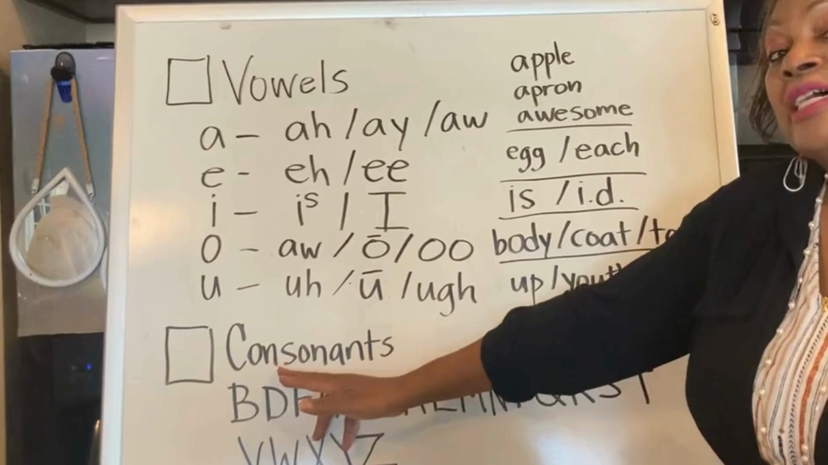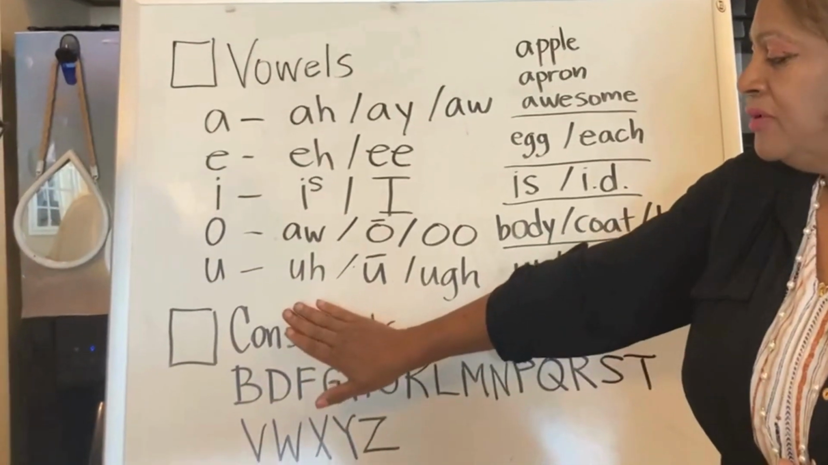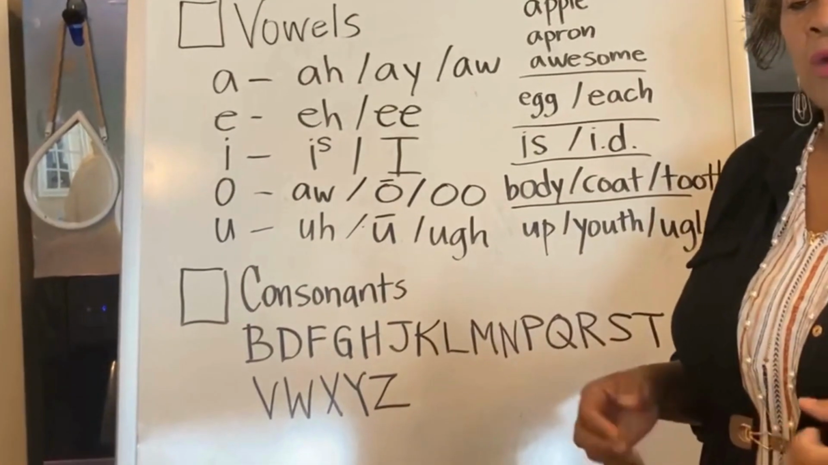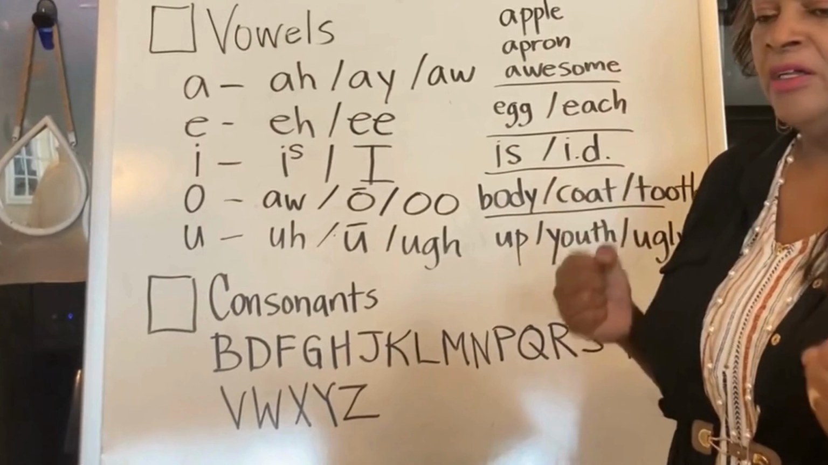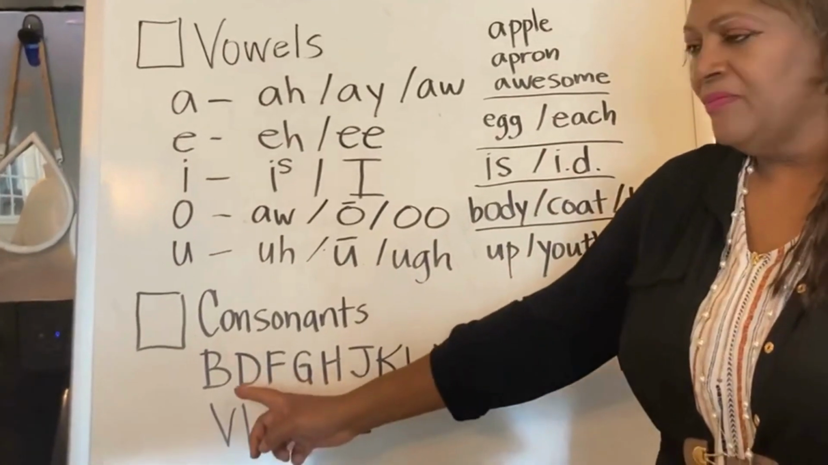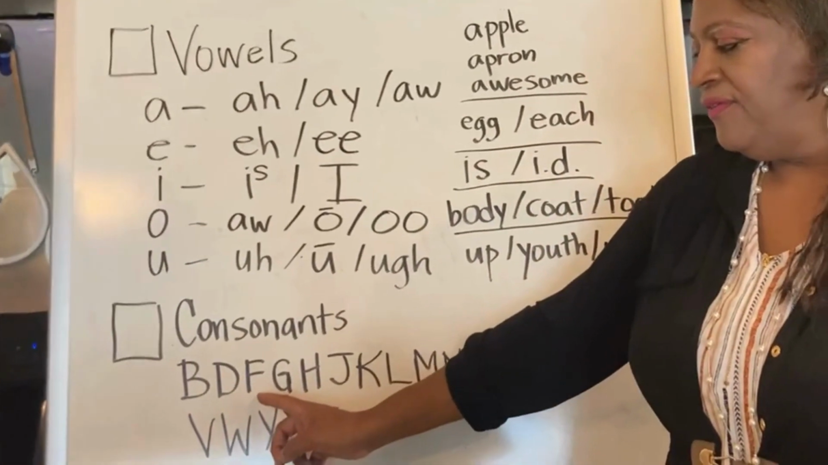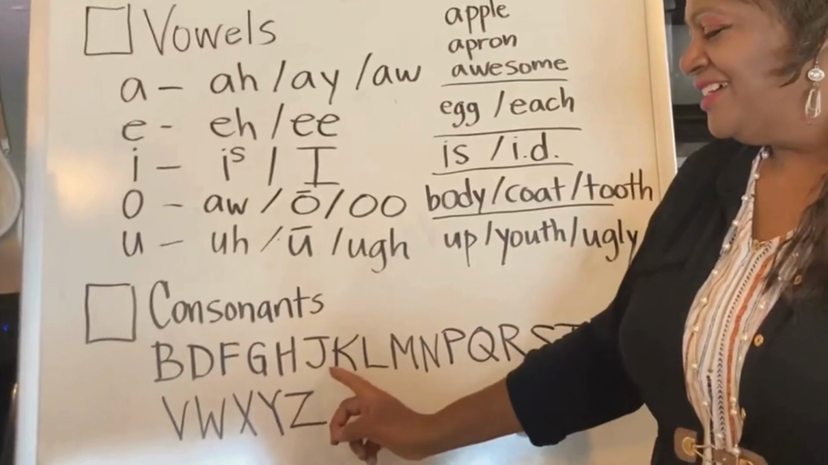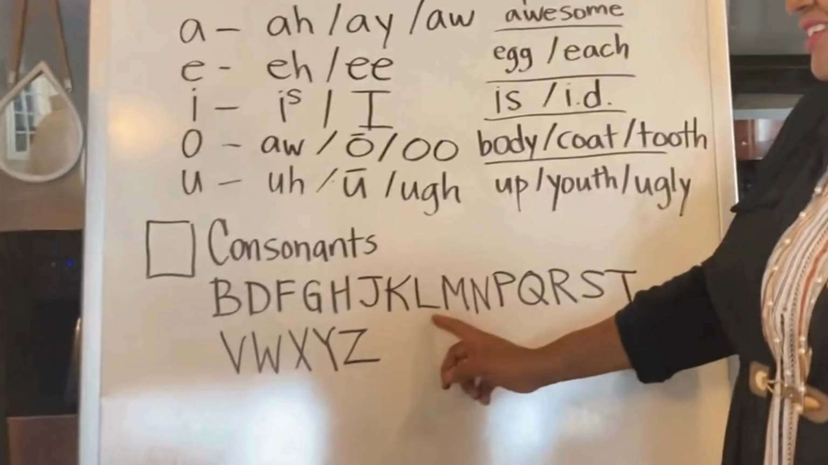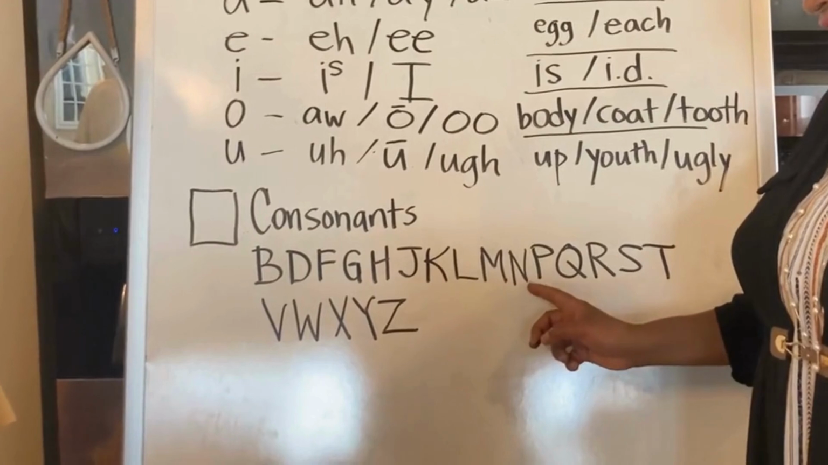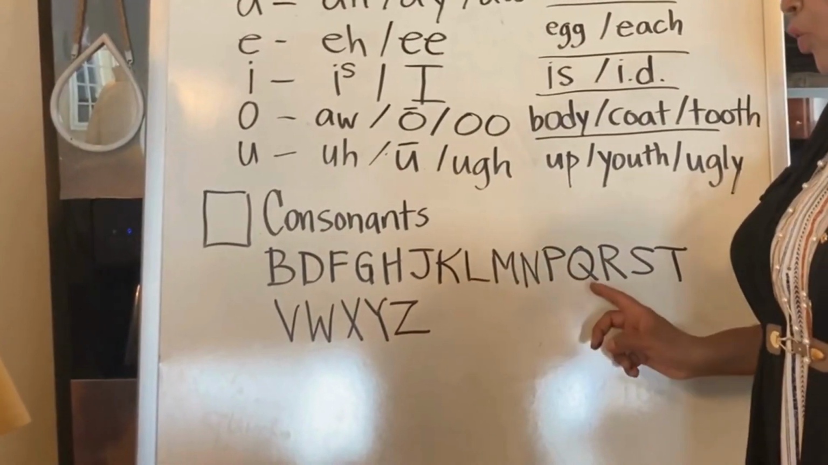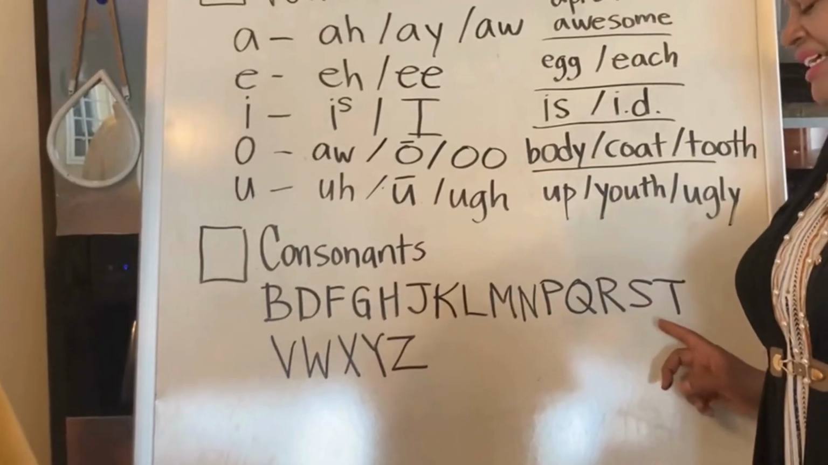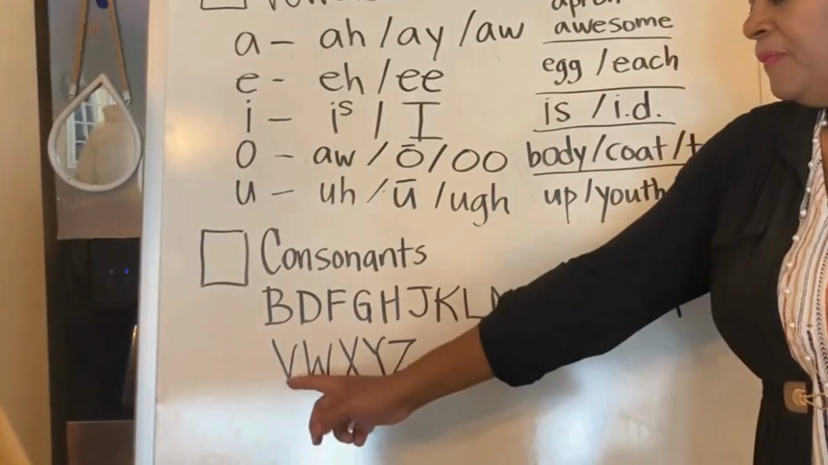Your consonants are like the wood of the house. It's just like the structure. B, D, G, J, K, L, M, P, Qu, R, S, Z, T, W.